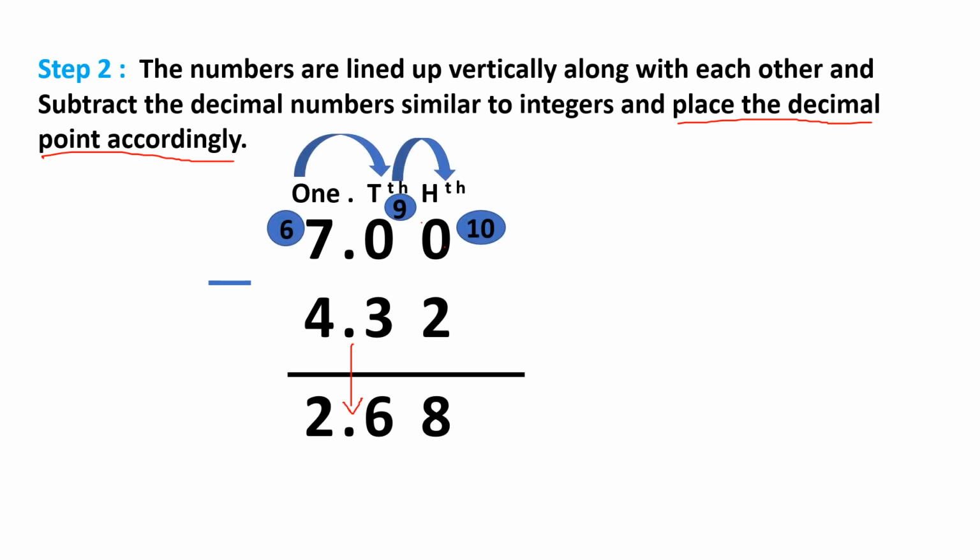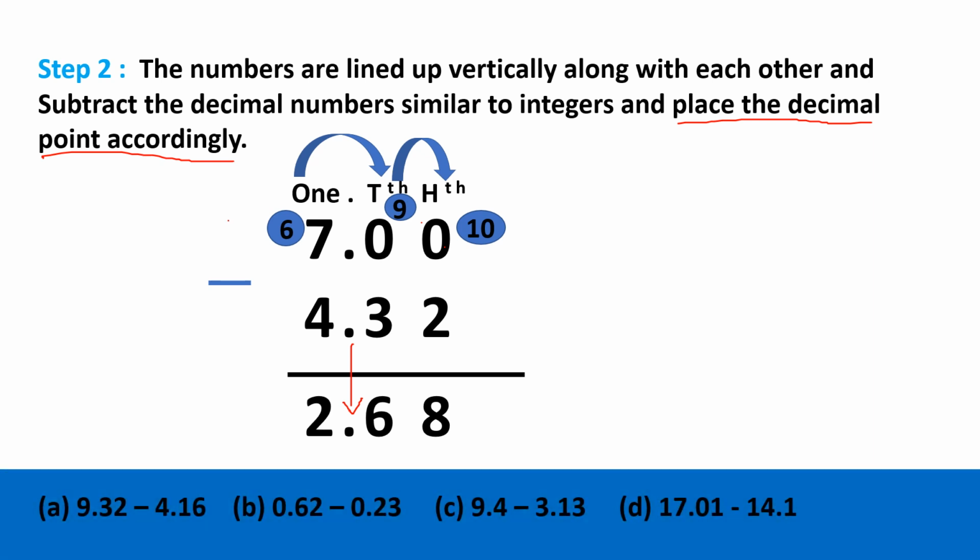So 0 minus 2 is not possible, so we'll borrow from here. So it will be 10 minus 2 is equal to 8. Now here in the tenths place, 9 is there. So 9 minus 3 is 6. So here 6 is there. So 6 minus 4 equal to 2.